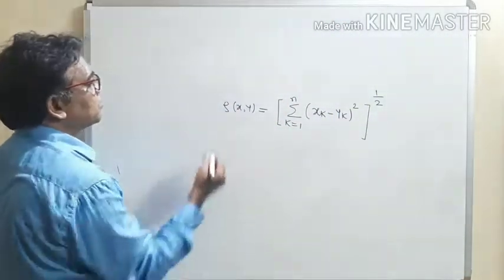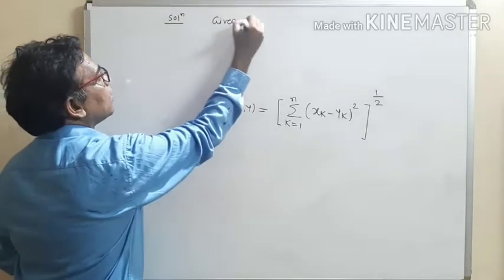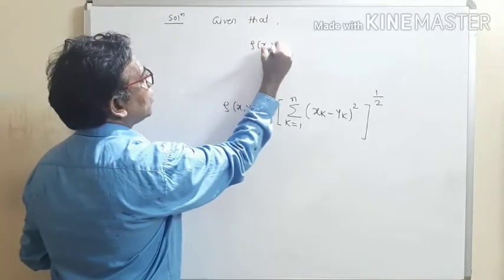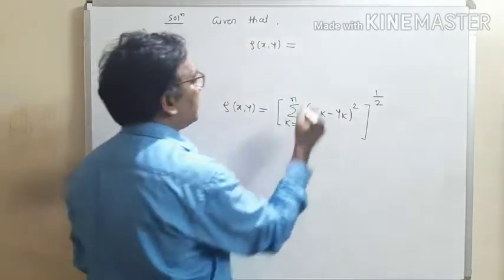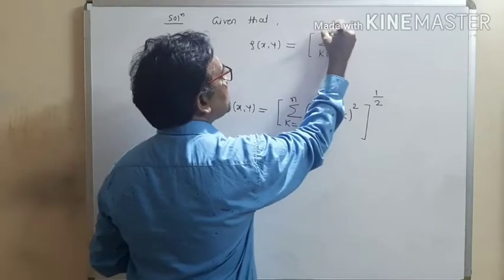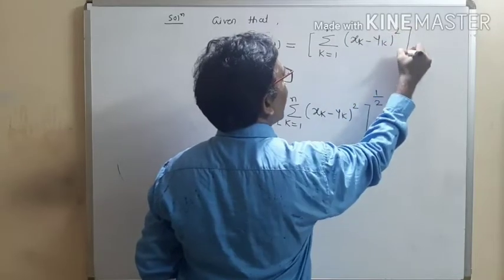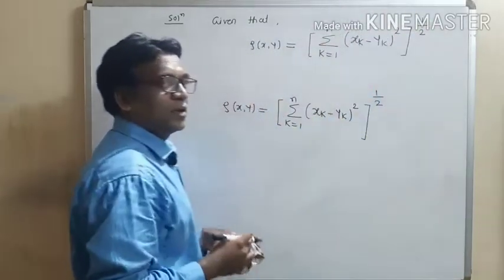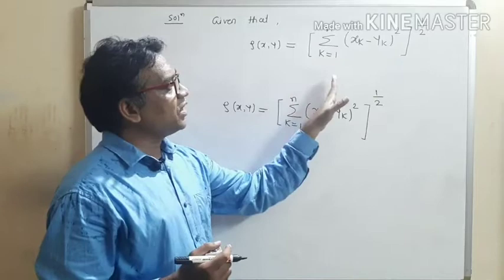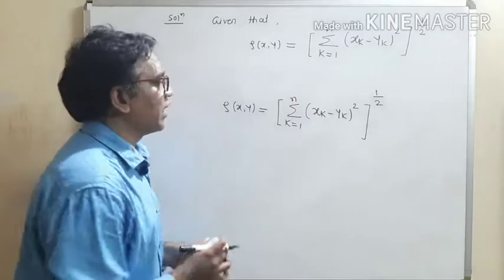So this is the given definition. So write down the solution. Given that rho xy is equal to the summation, k varies from 1 to n, of (xk minus yk) whole square, raised to 1 half. So this is the given definition. What is given? Rho xy is given as the summation, k varies from 1 to n, of (xk minus yk) whole square, raised to 1 half.